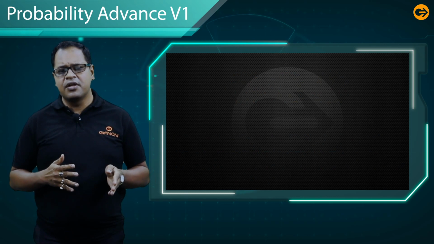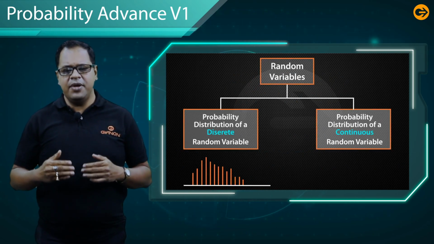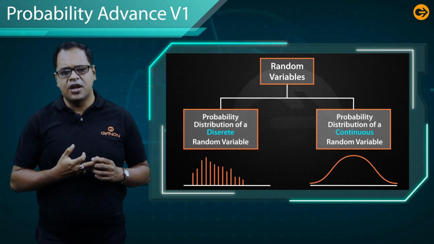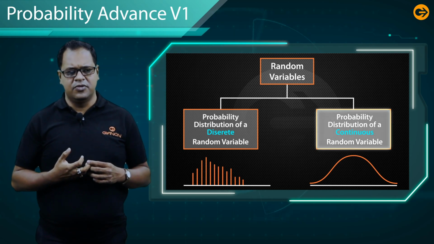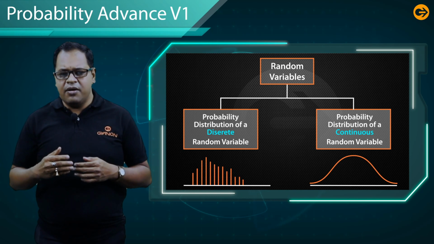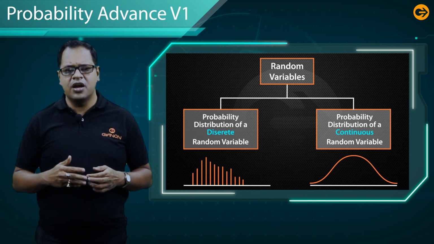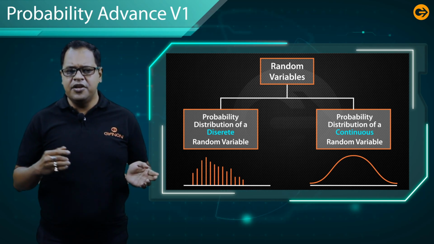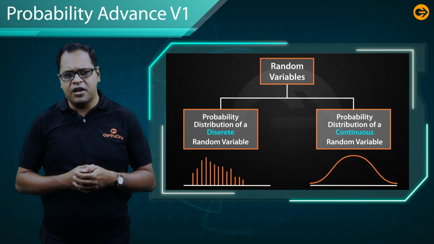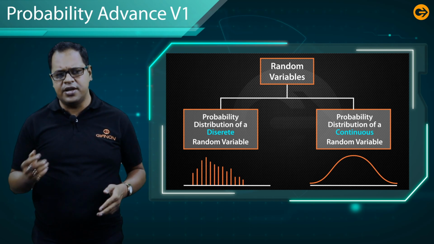Now let us discuss the category of random variable. Random variable can be classified as discrete random variable, or continuous random variable. Continuous random variables can have any values within a continuous range, and discrete random variables have specific values. Now let us define discrete random variable and continuous random variable in more detail.